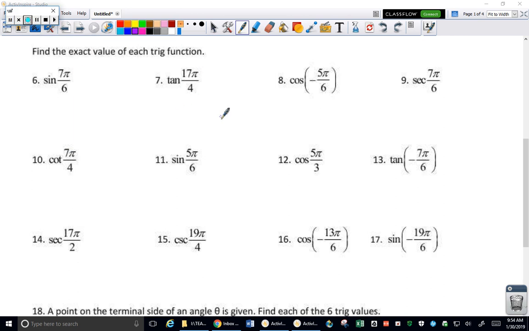Okay, in this group of questions, we are asked to find the exact value of each trig function. We're going to do this by using the unit circle. So hopefully you have a unit circle handy, or maybe you've memorized it and you know all the points around it, or you have some type of chart that will help you, but memorizing the points is the easiest way to go.